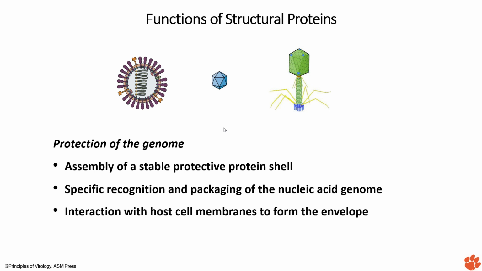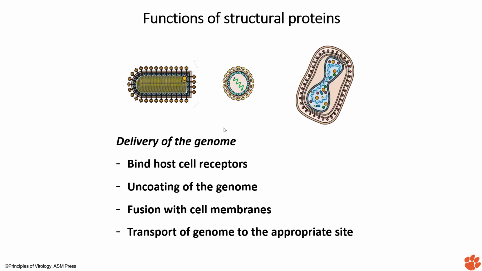So the functions, you can see that delivery of the genome is one of the main functions, binding to host cell receptors. And then also they play a role in uncoating the genome. The genome is enwrapped, and the genome needs to go somewhere in the cell. Either it could be the cytoplasm for some viruses, or it needs to be transported in the nucleus for some of the viruses. And then you need to uncoat the genome.